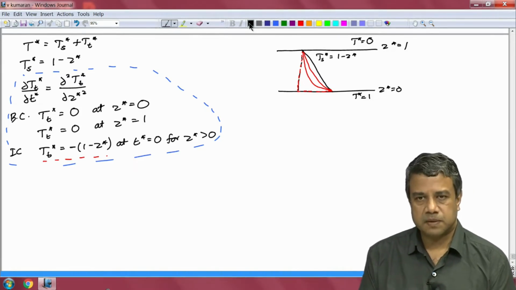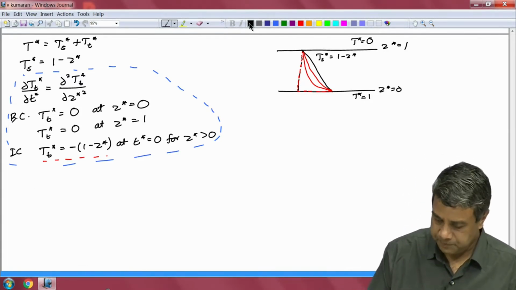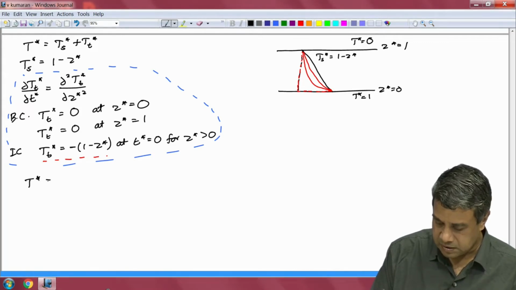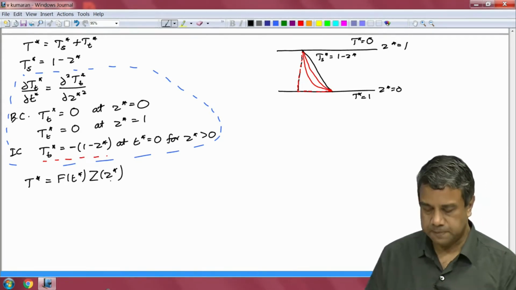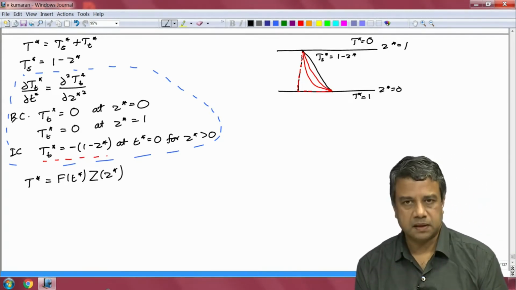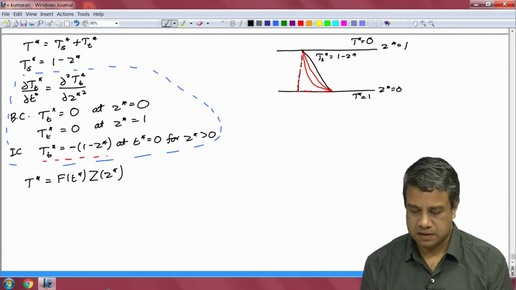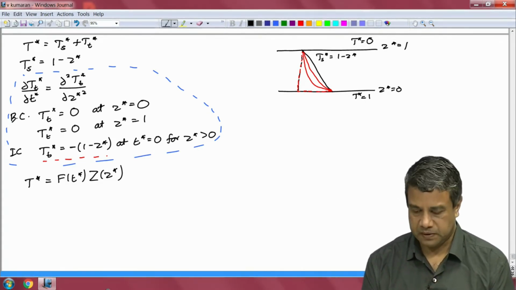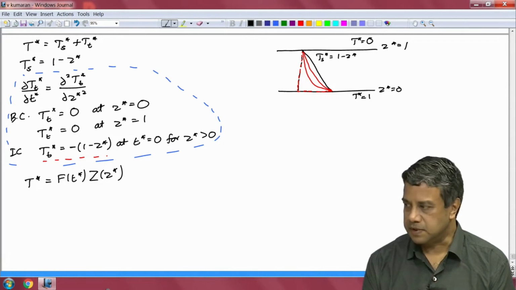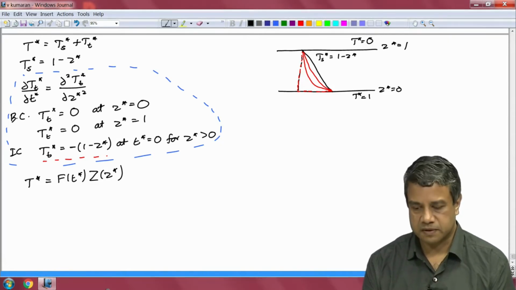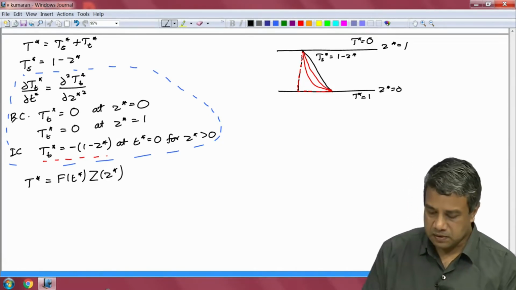So, we will use the separation of variables procedure. I will write T star is equal to some function of t times some function of z. Write the temperature as the product of two functions, one only a function of time and the other only a function of z. Substitute that into the balance equation. This is the standard procedure that you use.